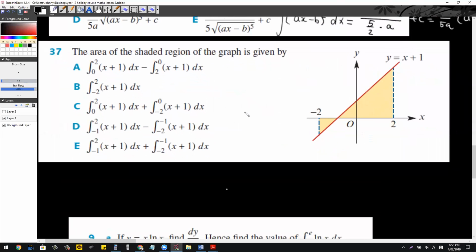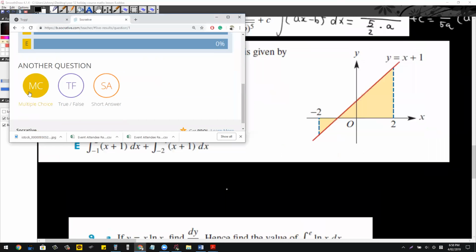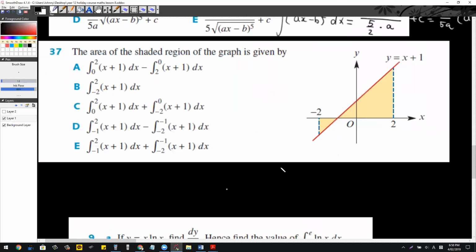Now, 37. So also another easy question. The area of the shaded region of the graph is given by. So we want this area here. This one and this one. So try that.